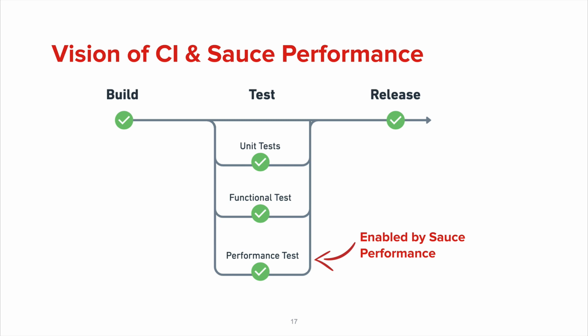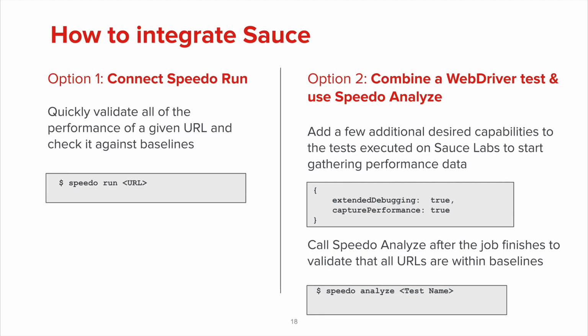The objective is to create an additional performance testing stage in your delivery pipeline that goes after functional tests and is used to verify the performance of your core flows as well as your main application. So how do you integrate SaaS into some of the CI tools that you have today?